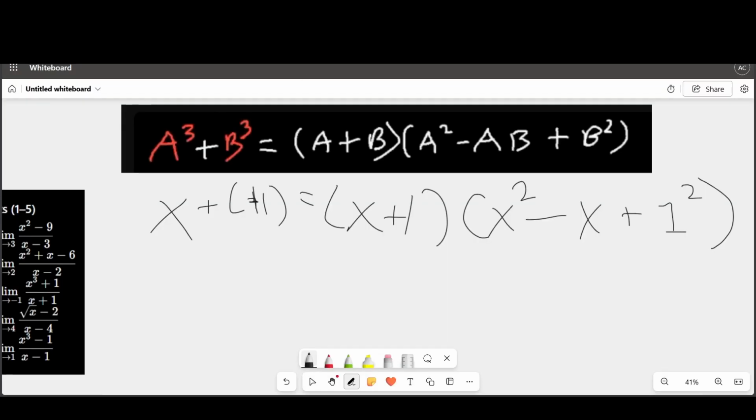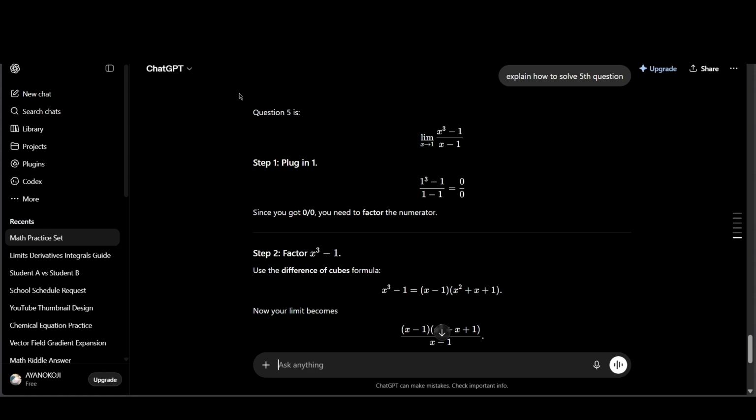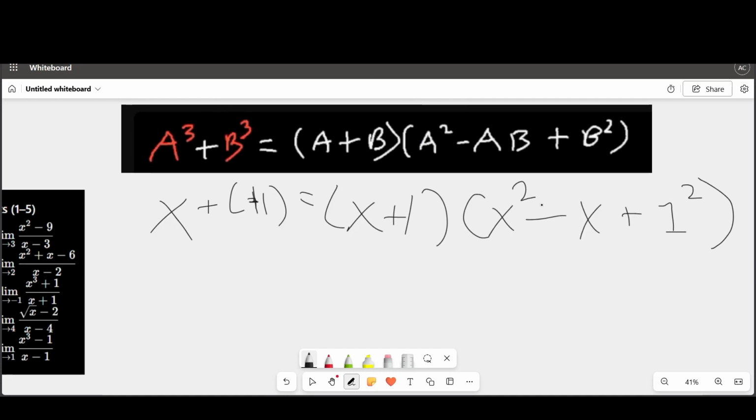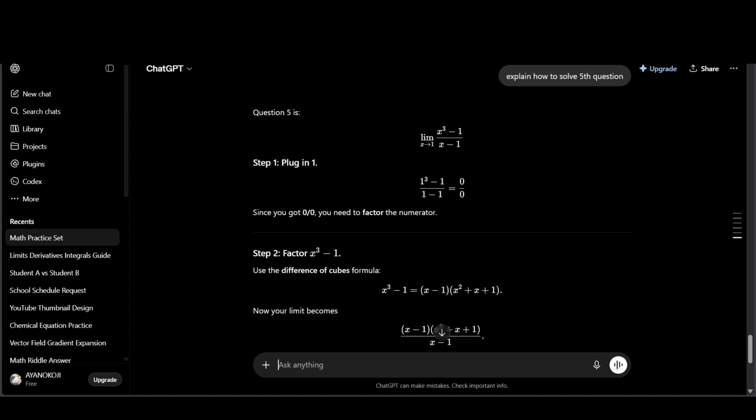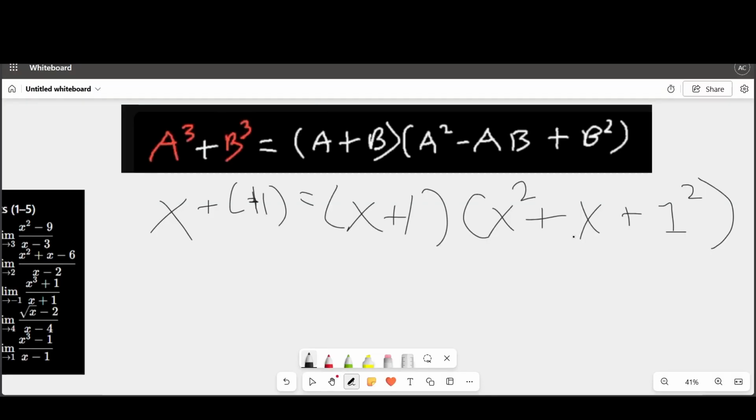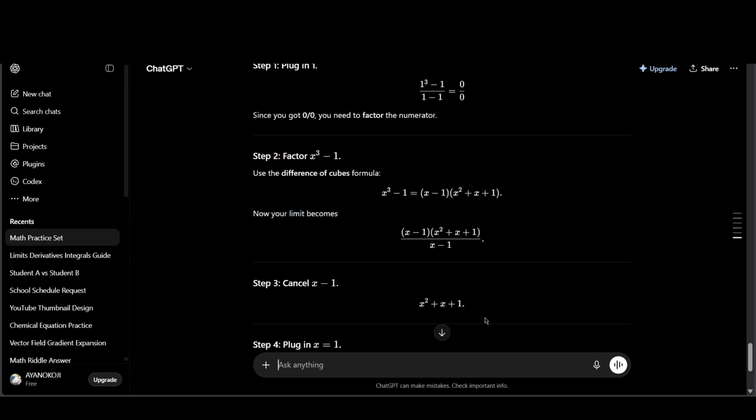Why is it a plus? Why is it a plus of the second x of the second parentheses? I think it probably depends on the value of a and b. Now your limit becomes this. Yes, I'm correct. I'm correct. Okay.